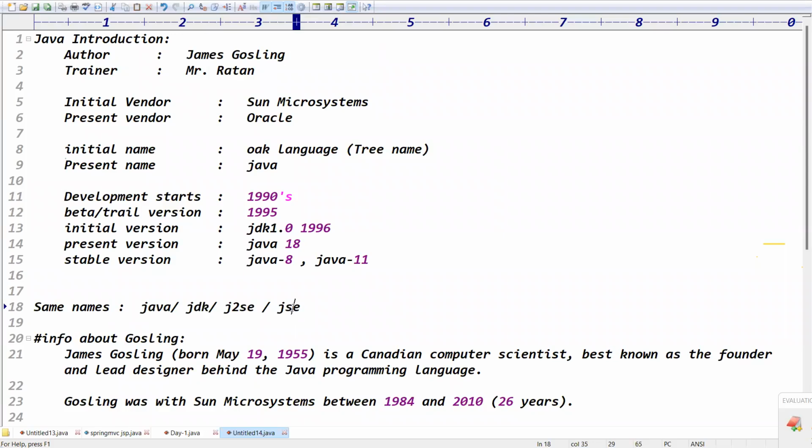Yeah, JRE, okay, fine, but JDK internally contains JRE. That I'll tell you in the next classes. JDK internally contains what? JRE, right?